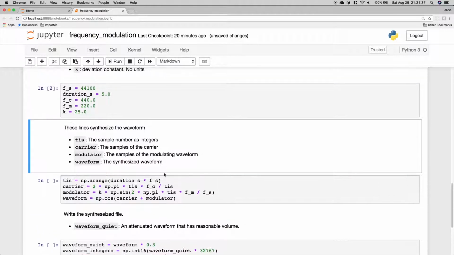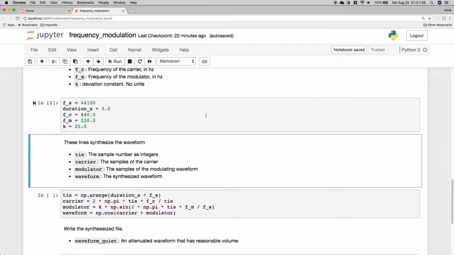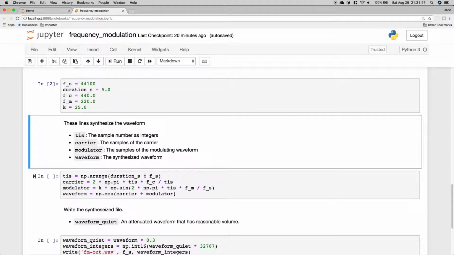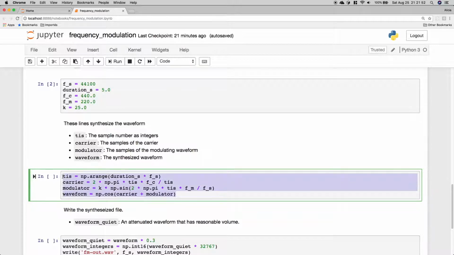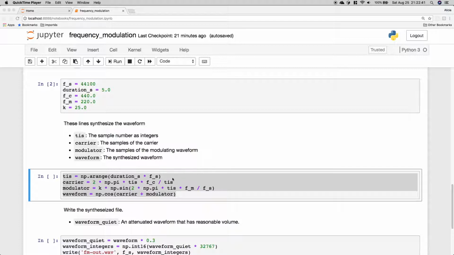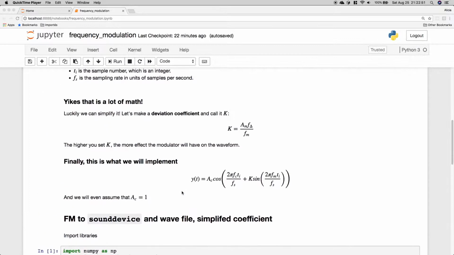So these variables up here pretty much just set up the parameters of our synthesis. Now what we can do is work on the actual synthesis itself. These following lines synthesize the waveform. This is the real NumPy magic. So t is a NumPy arange. That's the sample number for every sample we need to calculate. Carrier, okay. Notice this, because this is just the carrier term: 2 np.pi times t times Fc over Fs, which is that.